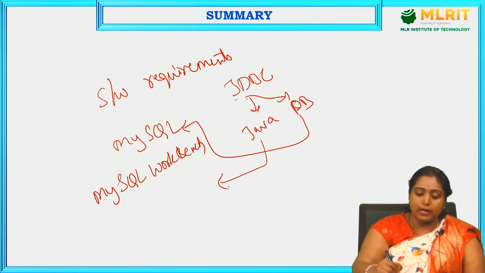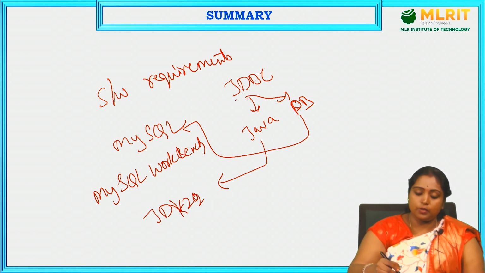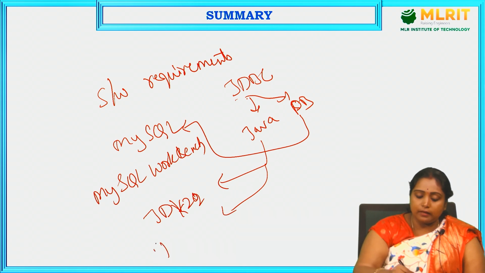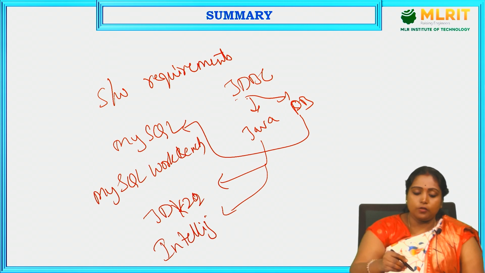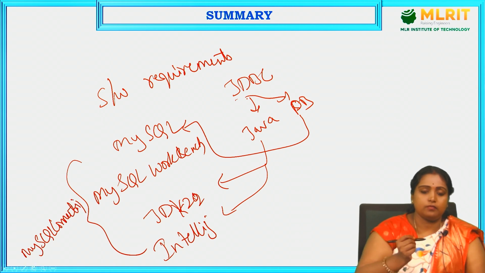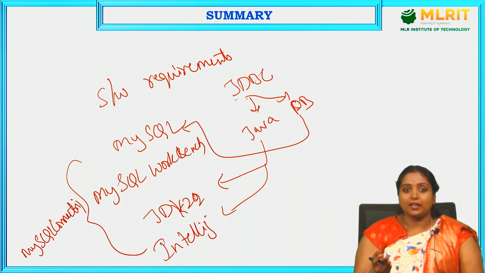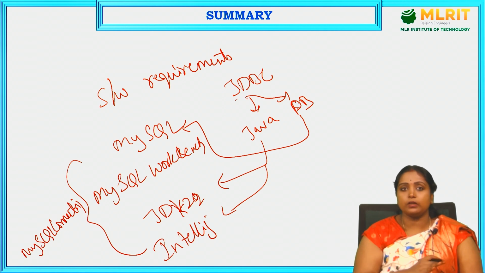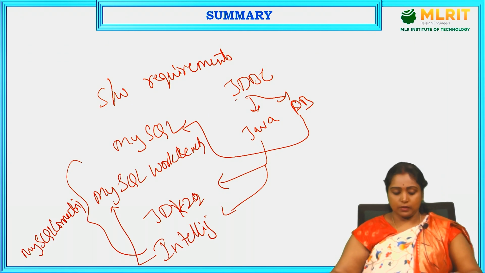For Java, I am taking the JDK 2022 version. And in order to execute these programs, IntelliJ is my software. And in order to connect these two, I am using MySQL Connector J. So this is the software which I require in order to execute JDBC programs, and I have shown you how to establish the physical connection between Java IntelliJ and MySQL Workbench. Thank you for the session.